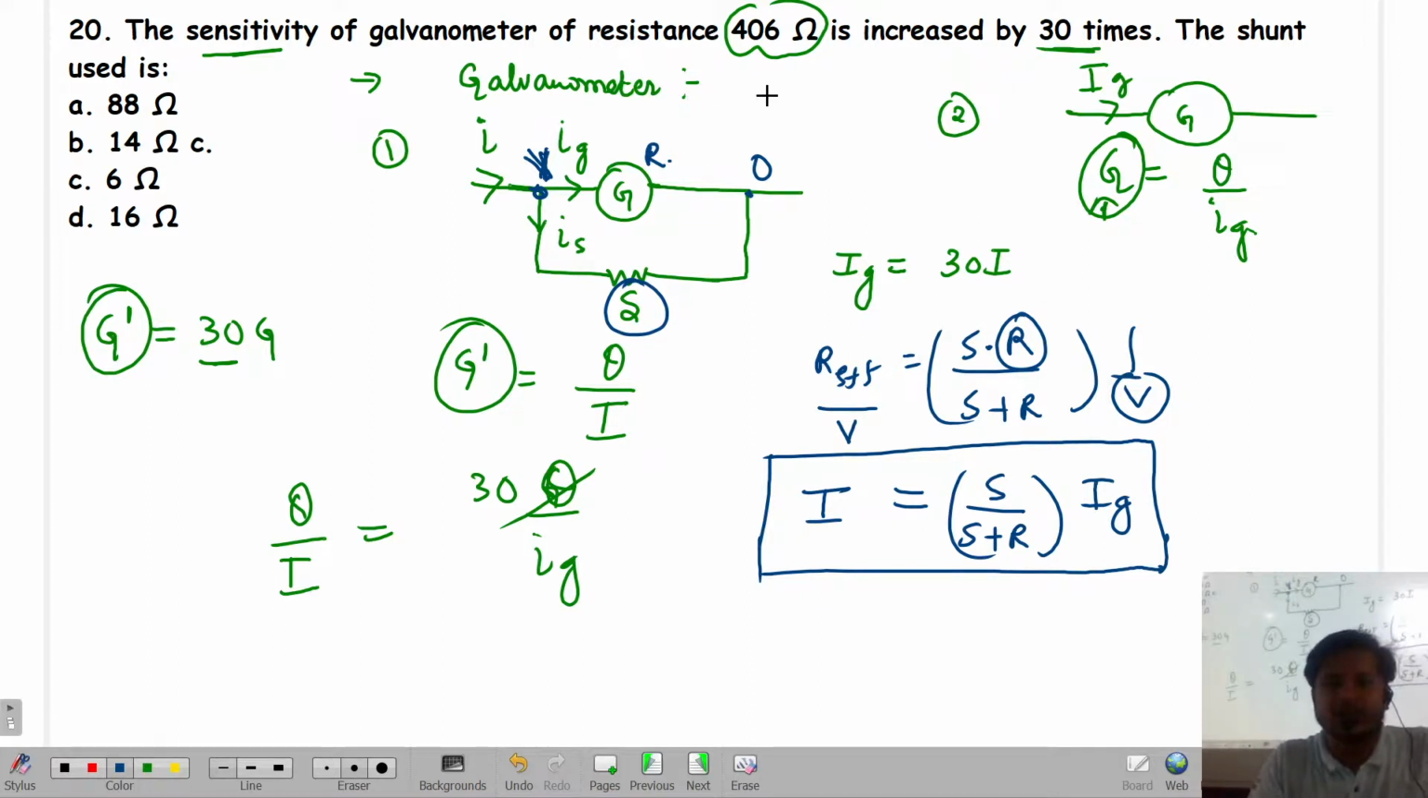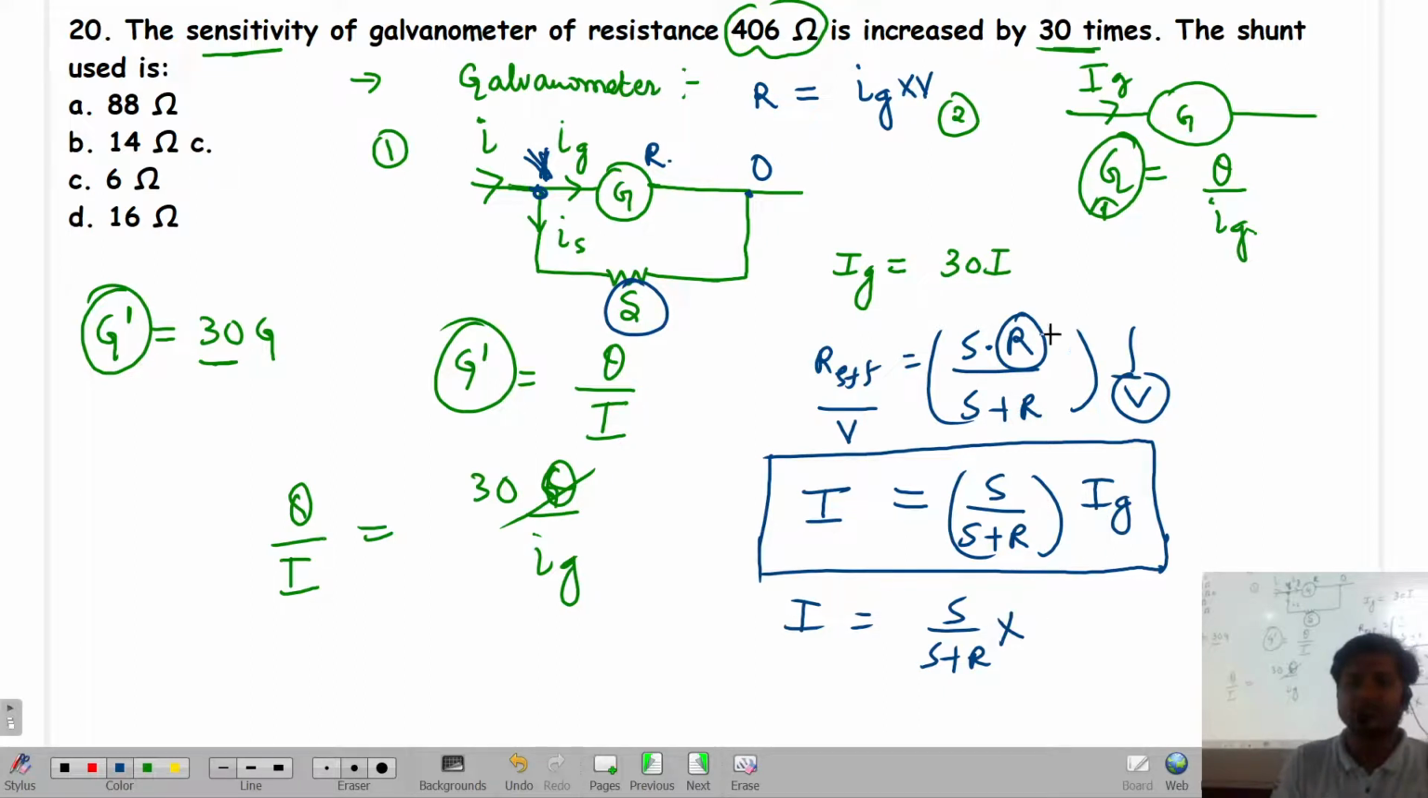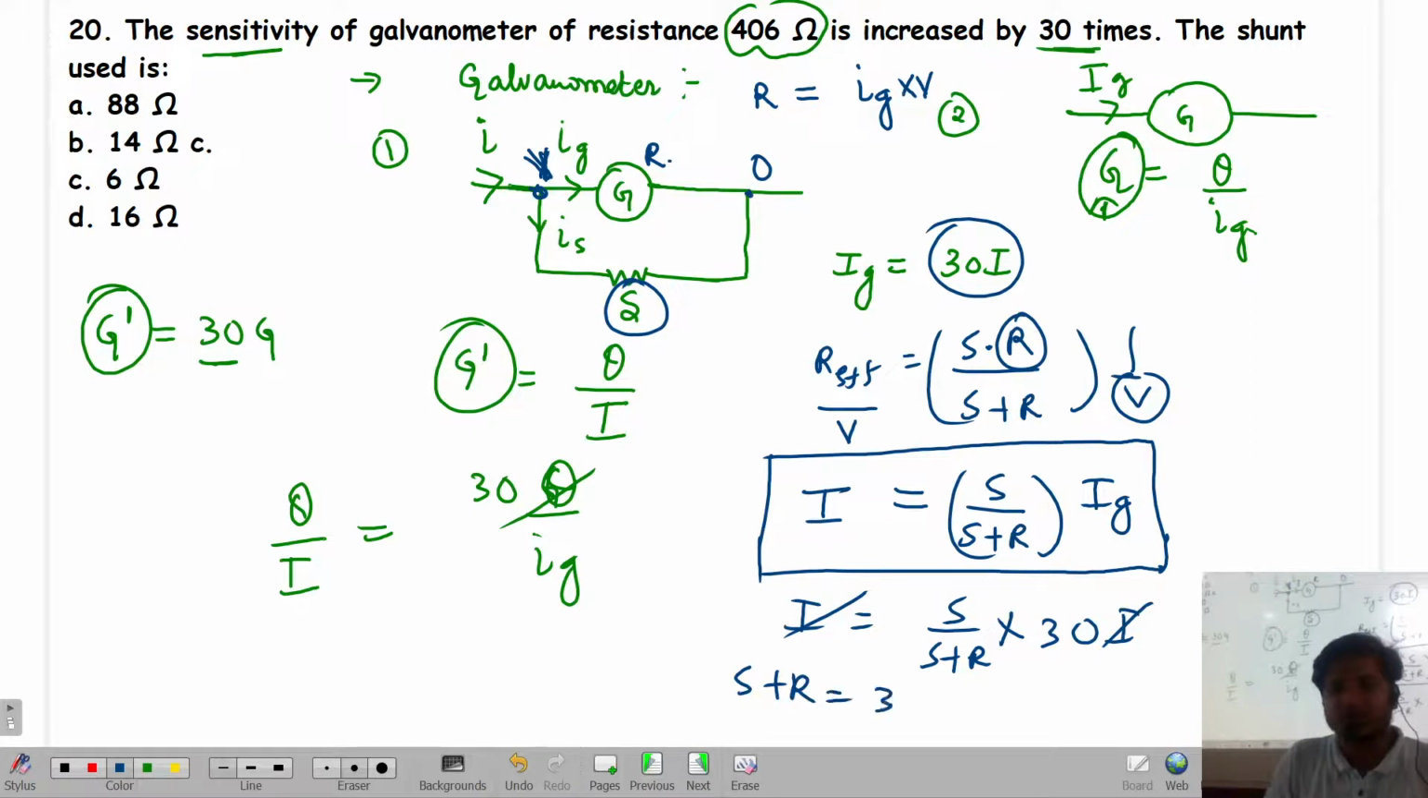So therefore, this I can write now. Galvanometer resistance is equal to current galvanometer into voltage. So therefore, R by V is equal to current of the galvanometer. Understood or not? So now this is I S by S plus R. What is current through galvanometer? It is equal to 30I, if I increase it by 30 times. So 30I, I got cancelled. This is S plus R is equal to 30 into S. Resistance is equal to nothing but 29 into shunt resistance.